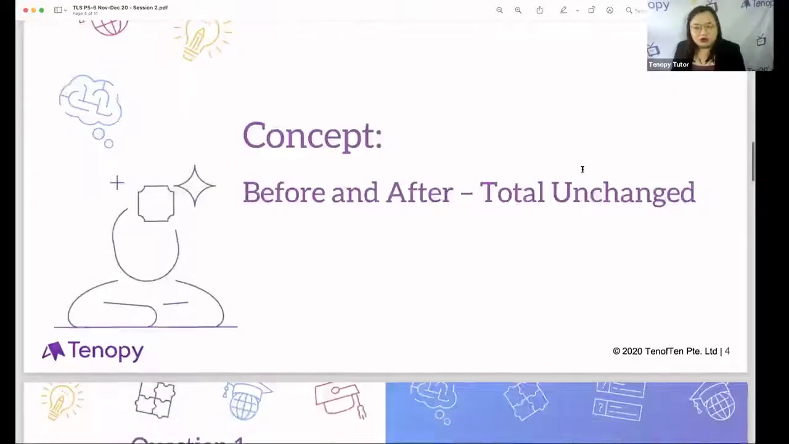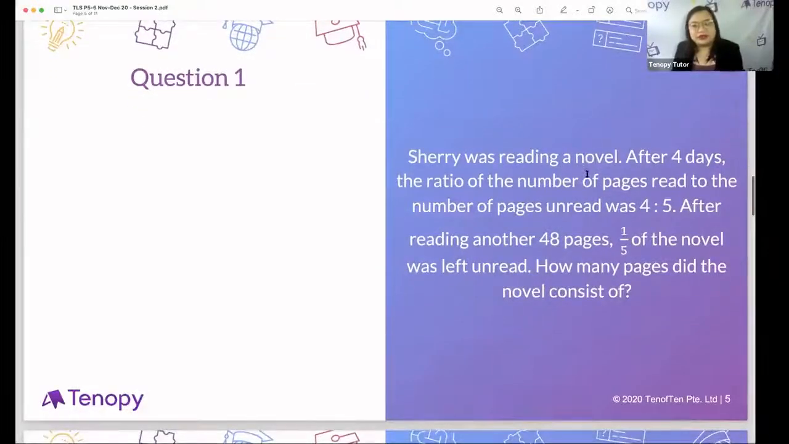Now, first question over here. Let's take a read at this particular question. Now, the question mentioned that Sherry was reading a novel. After 4 days, the ratio of the numbers of pages read to the number of pages unread was 4:5. After reading another 48 pages, 1/5 of the novel was left unread. How many pages did the novel consist of? So these questions involve ratio, fractions, and whole number. So this is a very interesting question, and it consists of a few variables, okay?